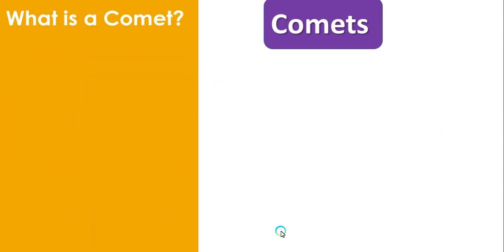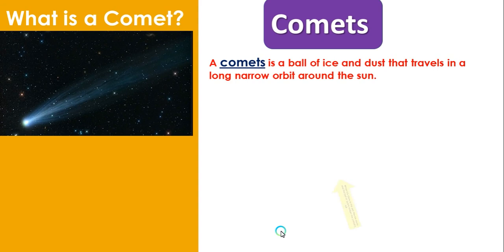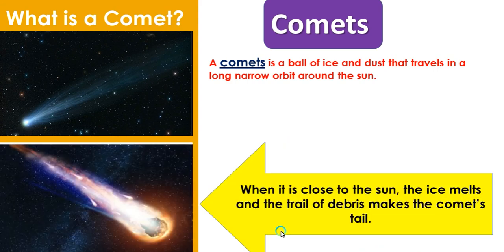Now let's go to what is a comet. A comet is a ball of ice and dust that travels in a long, narrow orbit around the sun. This is a comet. Can you see that? It's a ball of ice, and it travels around the sun. When the comet is close to the sun, the heat of the sun melts it and gives it a tail. You can see this is the comet getting close to the sun, and this is the tail.